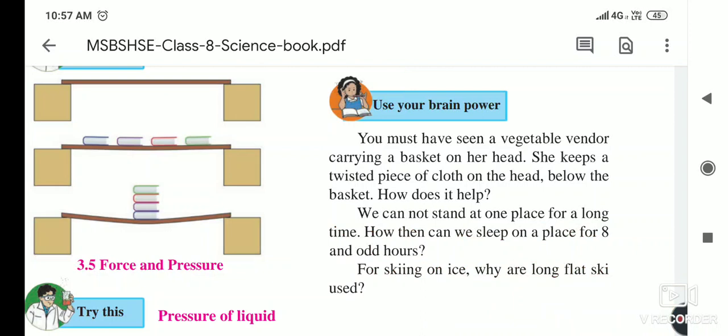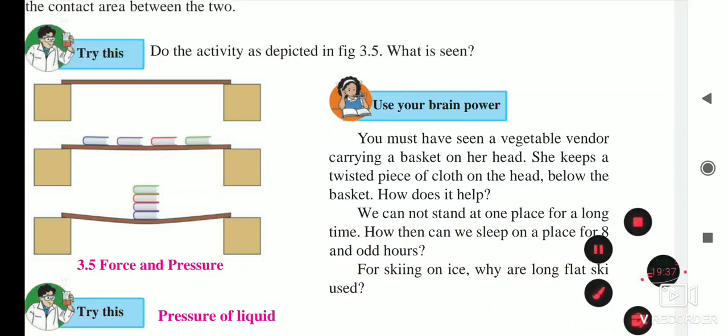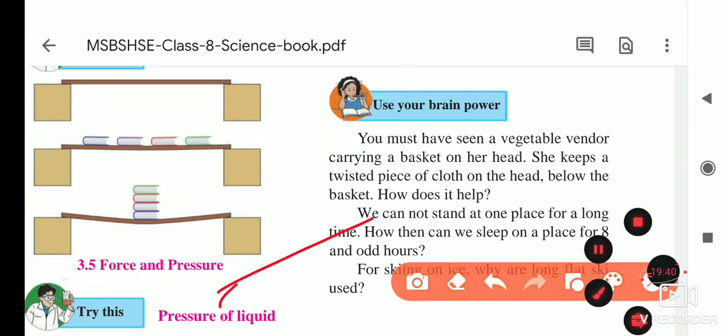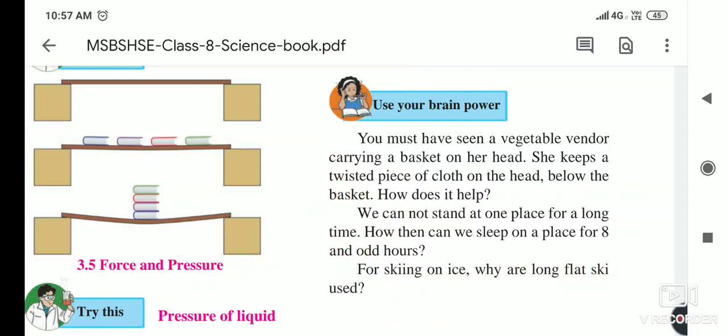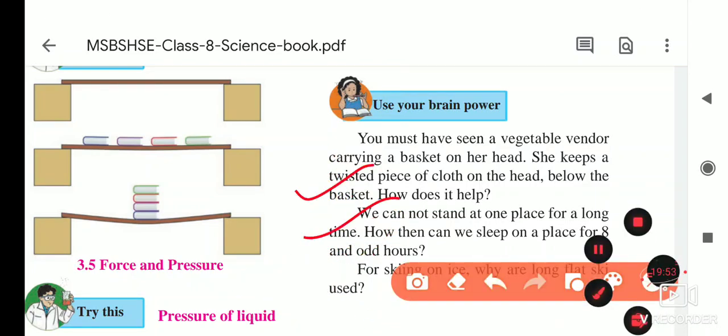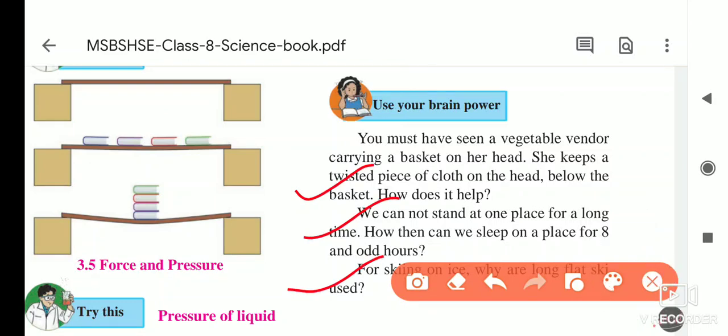And for skiing on snow, why are long flat skis used? When you are skiing, at that time we use these types of broad planks, and shoes are there, and you put your legs on them. Why? You have to find out. Use your brain power, these questions are there, you have to find out the reasons for these three questions, and we will discuss them in our next lecture. Okay, so we will stop here till the next lecture.